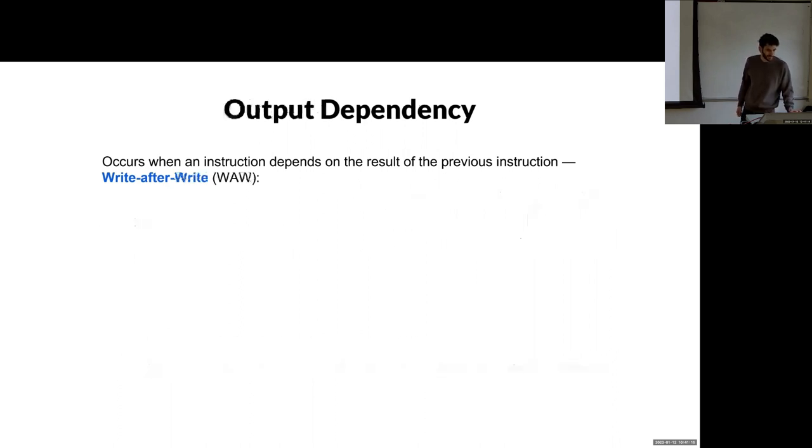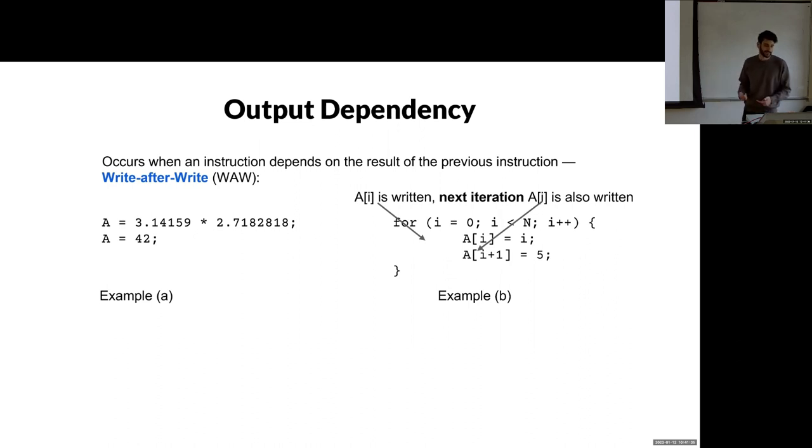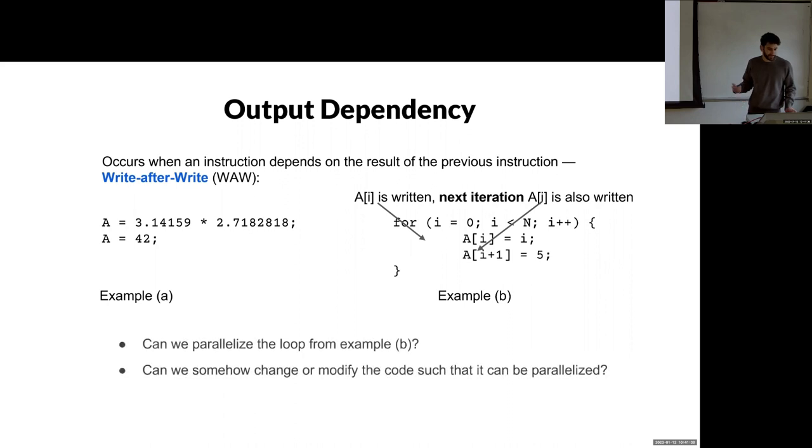the values. Output dependency is when you have an instruction that occurs with a write after a write operation. If we look at the right example, which is kind of dumb, you have a write operation to A in position I, and in the next iteration, you also write to that value. So you have a write after write, and you, of course, can't parallelize this.